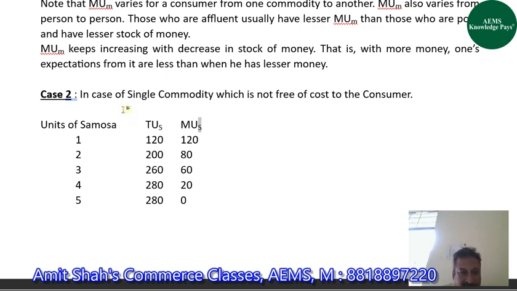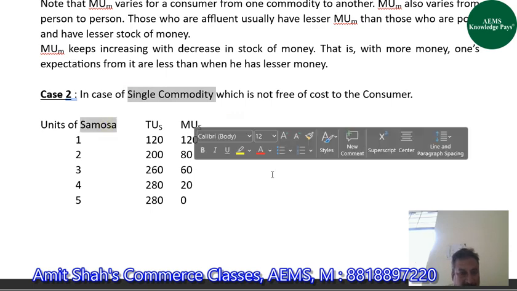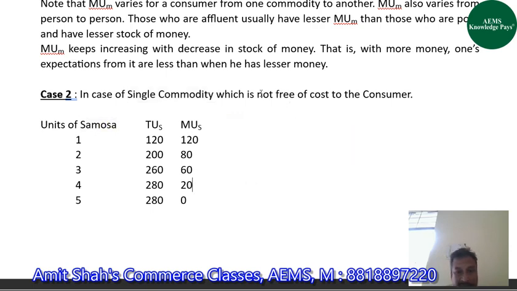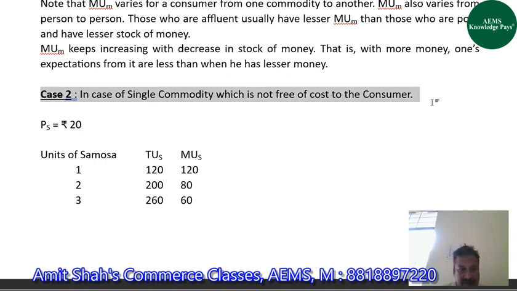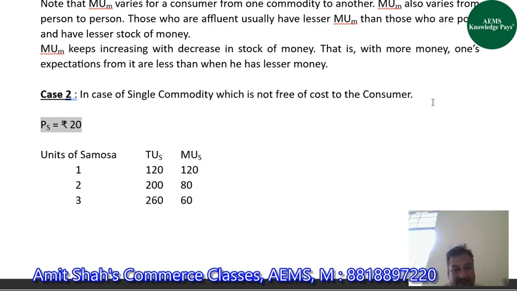So, guys, we are starting with this case where we have to find a consumer's equilibrium for a single commodity, and that commodity here I have taken as samosa, and that samosa is not free of cost. Price of samosa is rupees 20. Do not write all these things, guys. You just need to mark this case. That's it. Price of samosa is, let's say, rupees 20, means each samosa is of rupees 20.